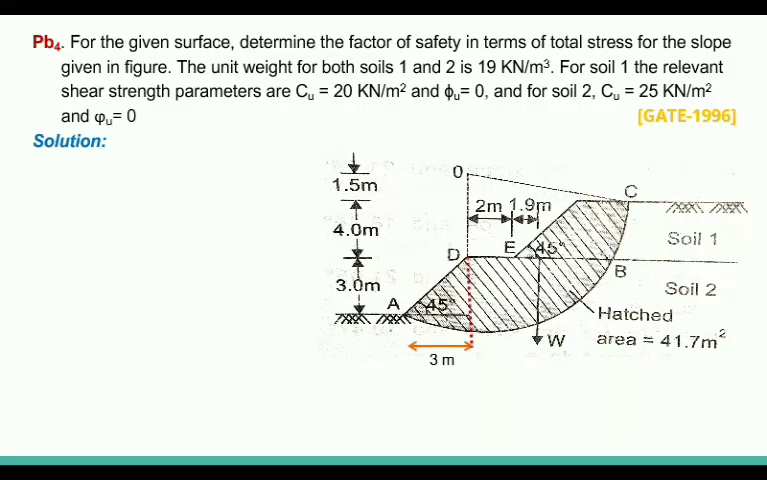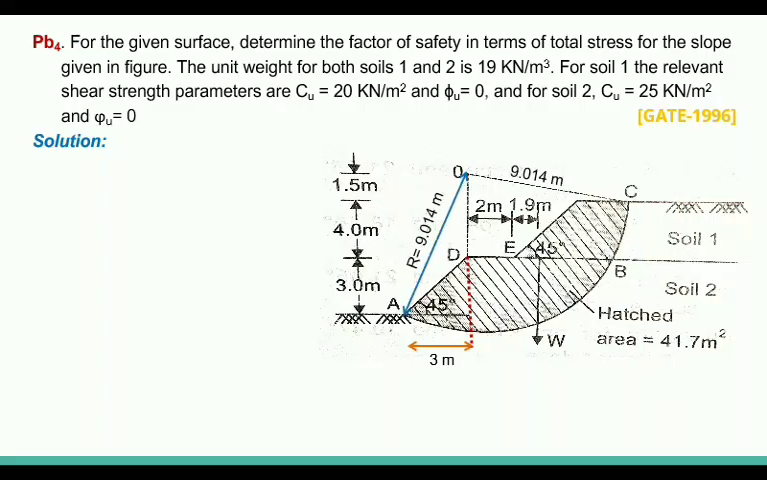Now, by knowing all the dimensions, we can write: the angle at A is given as 45 degree, and the vertical distance between A and D is given as 3 meter. So by the angle of 45 degree, the horizontal distance would also be 3 meter. So the horizontal distance between A and D would be 3 meter.